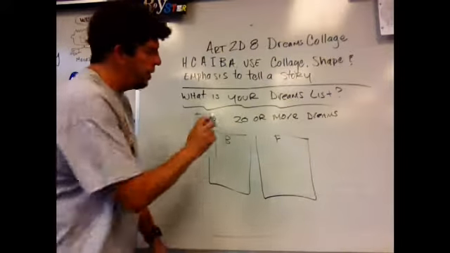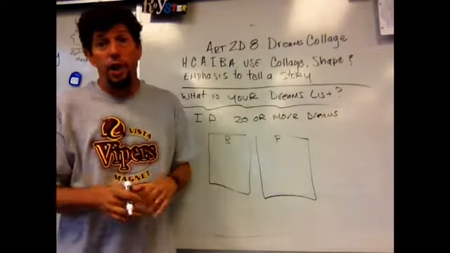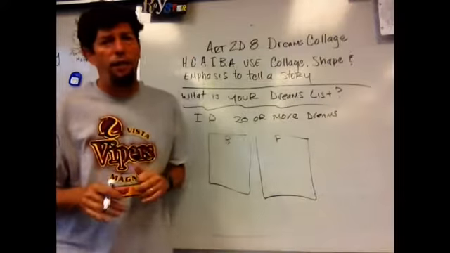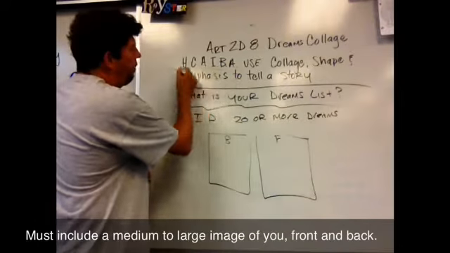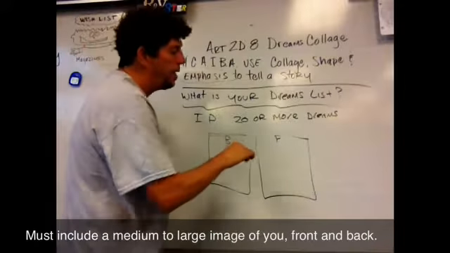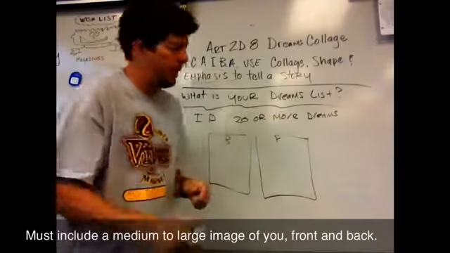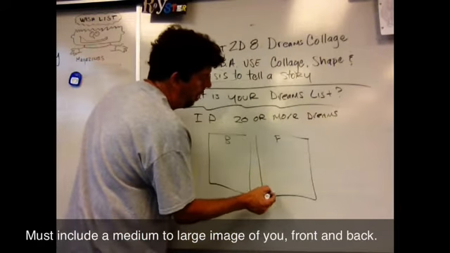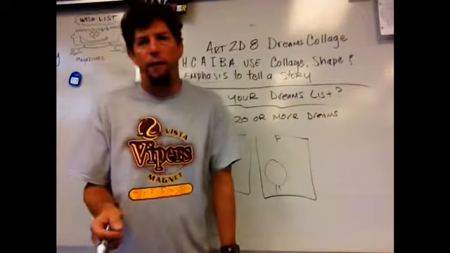This is the front. This is the back of your art book. Now, your art book collage must include a relatively large image of you. I mean, it is your dream, right? We're emphasizing you. So it's about your dream. So on the front, I want to see a picture of your face, okay? And it's going to be somewhere relatively large, somewhere on the front.